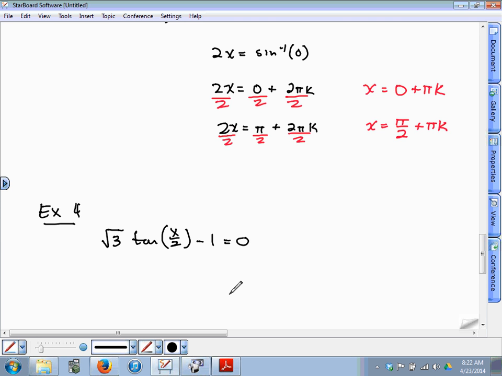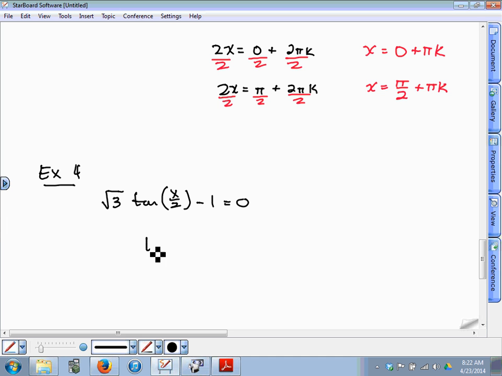So we're not actually going to have to use an identity here. We're just going to have to solve this by isolating tangent, then taking an inverse tangent, and then solving for x by multiplying both sides by 2. So first step is to isolate the tangent function. That's not so hard. Add 1, divide by square root of 3. So tangent x over 2 is equal to positive 1 over square root of 3.